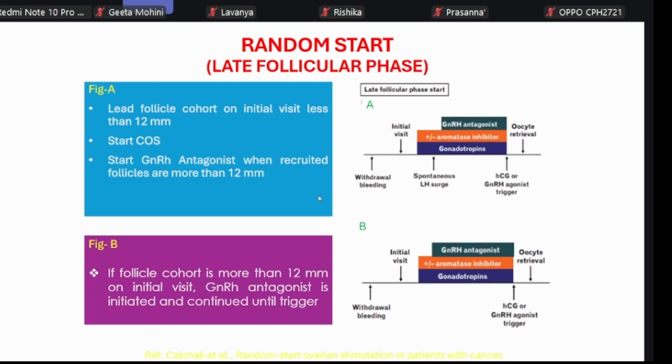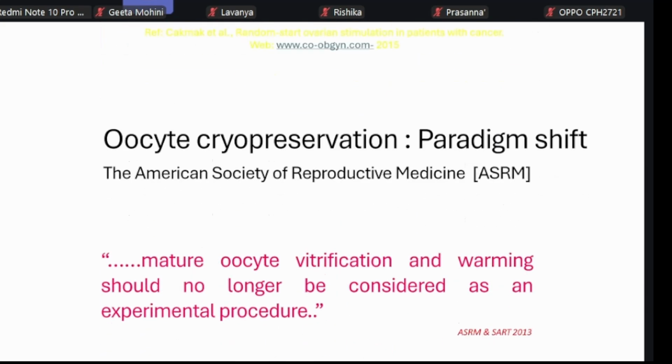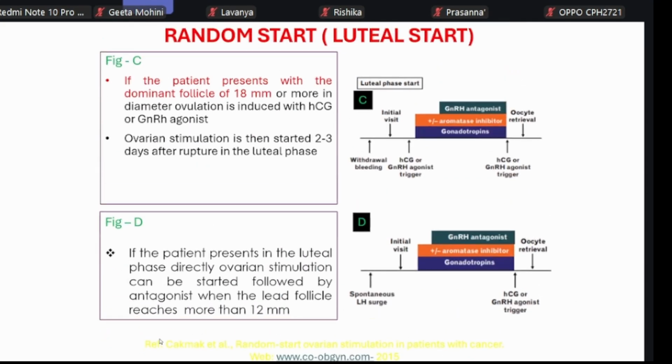In the luteal phase, we can start stimulation after confirming ovulation. If the patient presents with a dominant follicle, we can give a trigger here. If the patient presents in the luteal phase, it can be started directly. This protocol is especially useful when a patient wants to leave for a foreign country, or for cancer patients who are planning chemotherapy. In these patients, when there is no time, we can directly start stimulation and get good results.